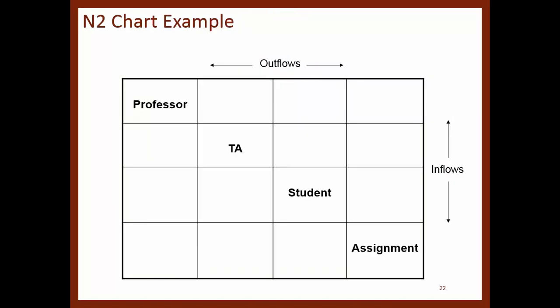So here's an example. We have outflows and inflows. We can list the relationship between a professor and TA, and also between the TA and the professor. From a professor to the TA, again, pass papers and homework for grading. That's the interaction, so it goes this way. And then the TA returns graded material to the professor.